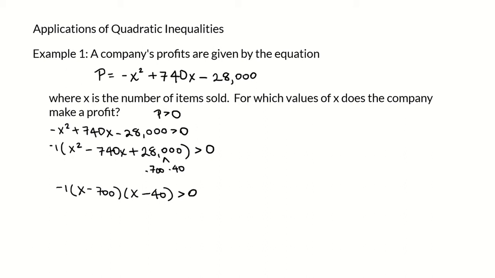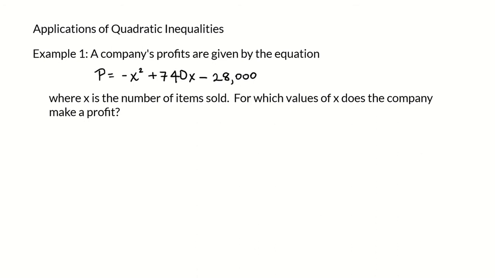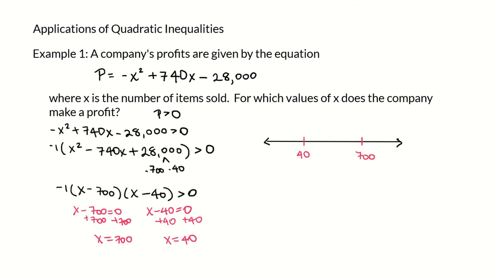Now, just as before with quadratic inequalities, we now solve for the solutions. So we set x minus 700 equal to 0, and we set x minus 40 equal to 0, and solve. So for this first one, add 700 to both sides. One of our solutions is x equals 700. And then add 40 to both sides, and our other solution is x equals 40. And now we'll plot those two numbers on a number line.